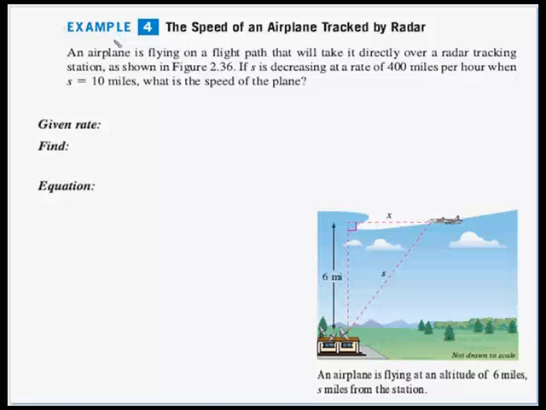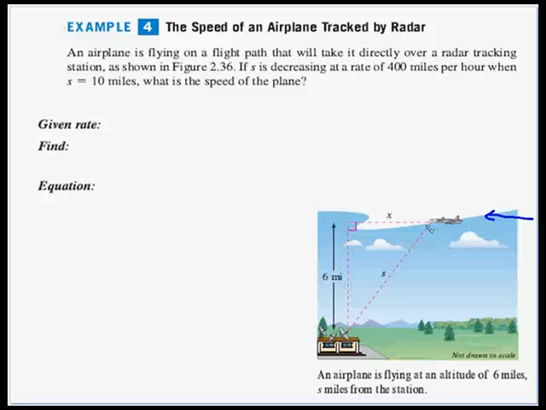Okay, example 4, here's a good one about the speed of an airplane being tracked by a radar. So an airplane is flying on a flight path that will take it directly over a radar tracking station as shown in the figure. So down here in the left corner is our radar tracking station. Here's an airplane flying in the direction of that radar station. And what does it say here? If S is decreasing at a rate of 400 miles per hour, when S equals 10, what is the speed of the plane?